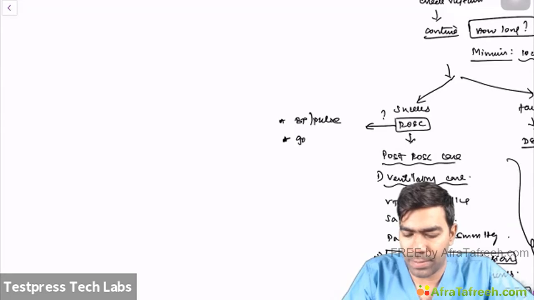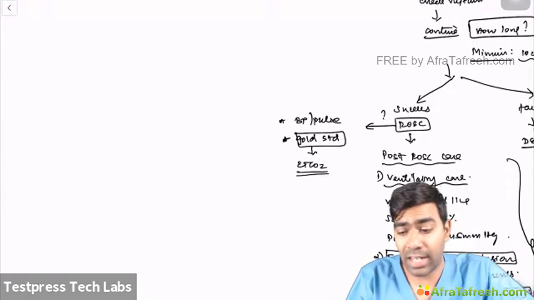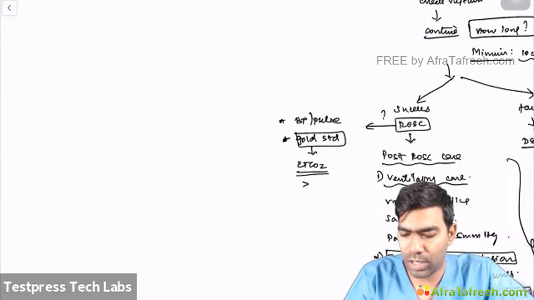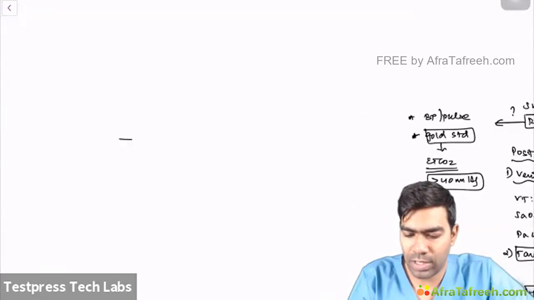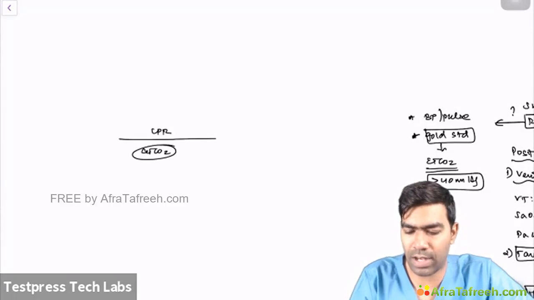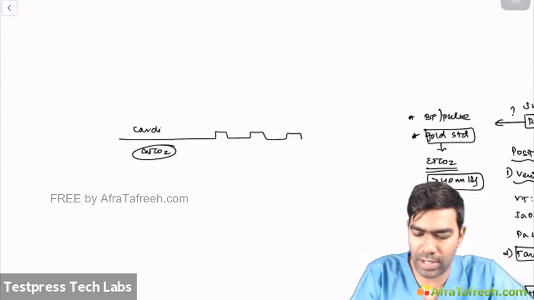But the gold standard is the EtCO2. If there is a sudden rise in EtCO2 to more than 40 millimeters of mercury, then it's the gold standard for assessing ROSC. For example, during cardiac arrest, it will be a flat line. EtCO2 will not show anything. Why? Because during cardiac arrest, it will be a flat EtCO2 and you won't see any waveforms.